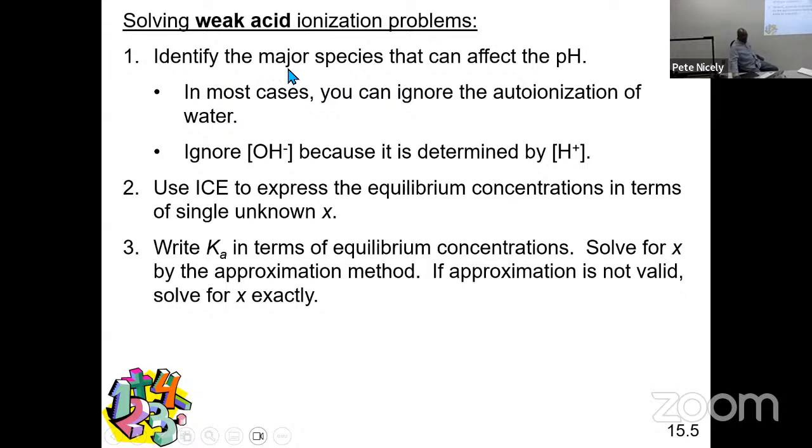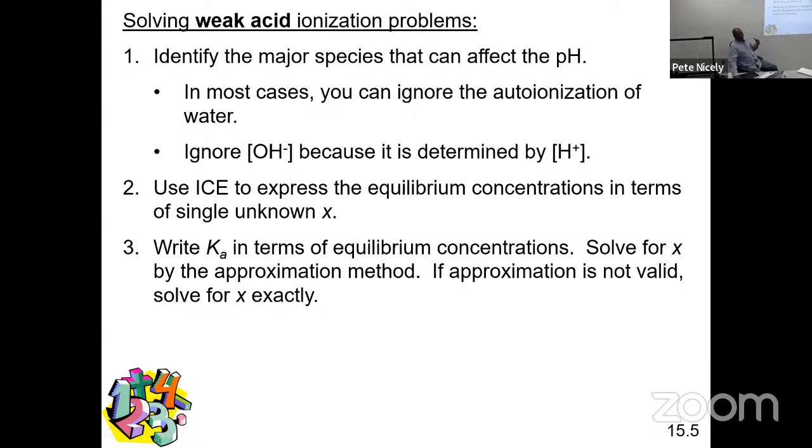One, you identify the major species that can affect the pH. In most cases, you can ignore the auto-ionization of water, because water does undergo dissociation to form H plus, but usually that effect is very, very minimal, right? You can also ignore hydroxide ions for the same reason. So you're going to use the ICE table, just like I showed you in the previous examples, to express the equilibrium concentrations in terms of a single unknown X. And then you write the Ka expression for the equilibrium concentrations and solve for X by using the approximation method, which I mentioned before.